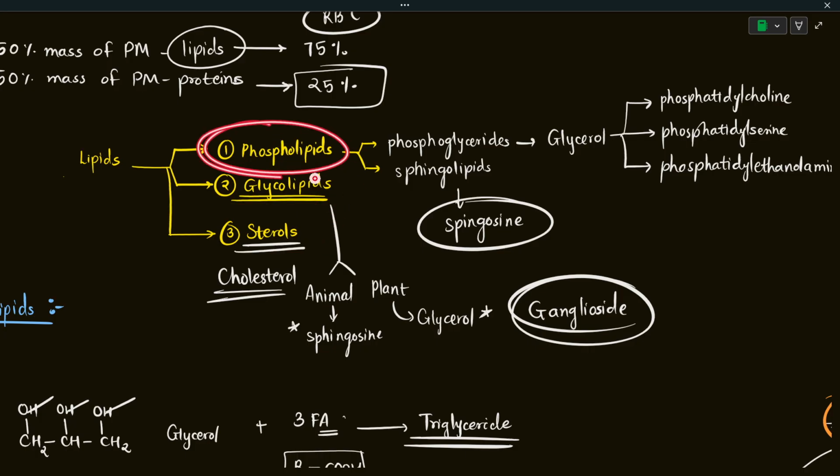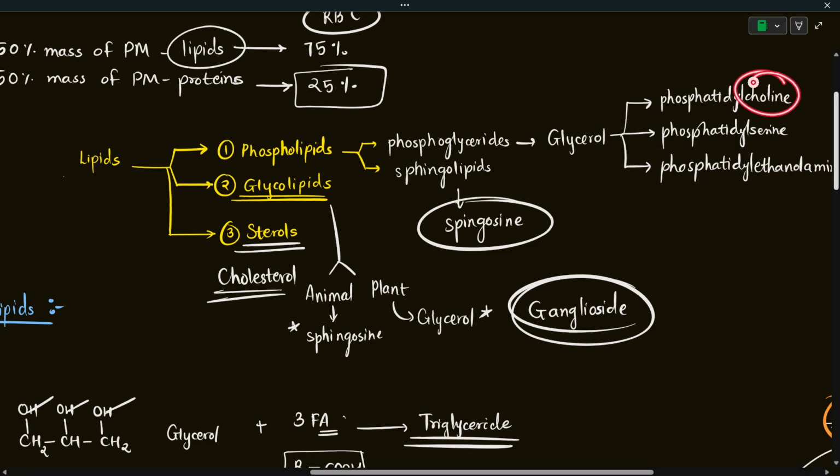The phospholipids are the most abundant type of lipids that are found in our membrane. Based on what kind of backbone they have, phospholipids are categorized into two types: phosphoglycerides and sphingolipids. Phosphoglycerides have glycerol as the backbone and sphingolipids have sphingosine as the backbone. We discussed the glycerol structure as well as the sphingosine structure. The phosphoglycerides are of three different types depending on the polar head group that they have, like on the phosphate, what kind of OH group has been added. On the basis of that, they are the phosphatidylcholine, phosphatidylserine, and phosphatidylethanolamine.